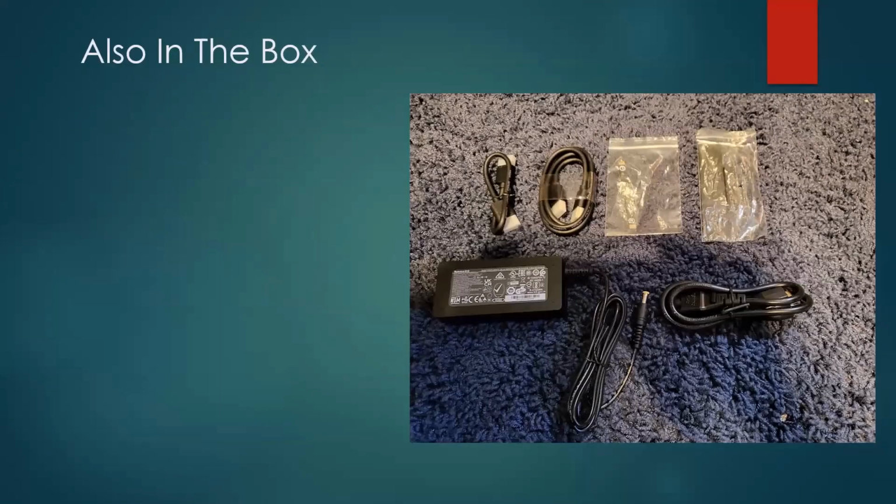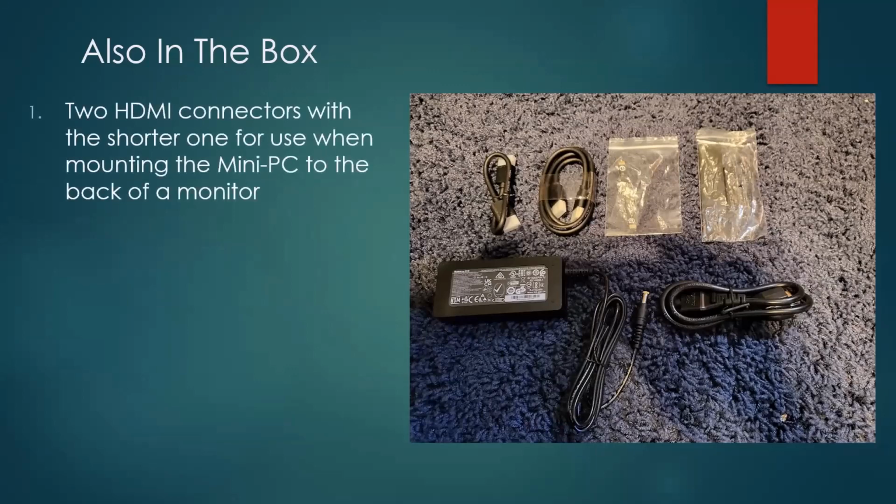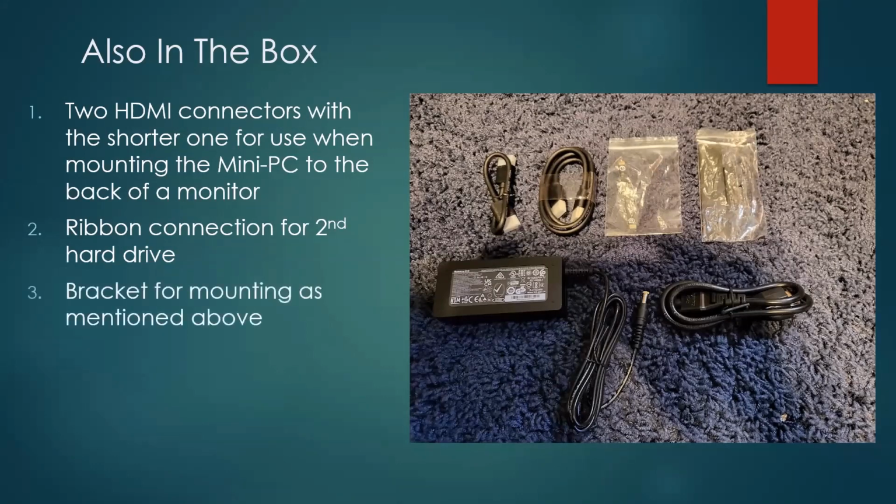In the box also were the following. We have 2 HDMI connectors, and there's a really short one, and that one is for use if you want to mount this mini PC to the back of a monitor. Sometimes the backs of monitors will have different available to screw in, and that you use that much smaller HDMI connector. And then there's a ribbon connection when you're inserting another hard drive, another solid state drive in the mini computer. There's a bracket for mounting the back to this unit to the back of a monitor, and then there's the 2-part power cord.